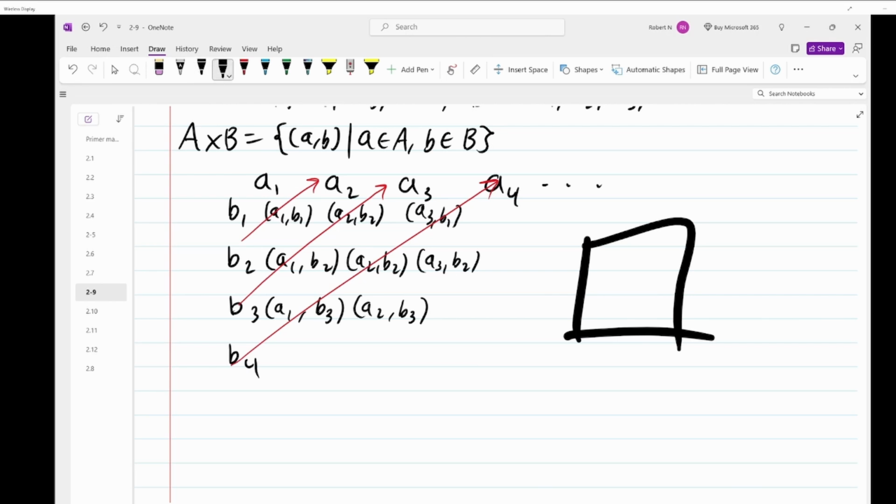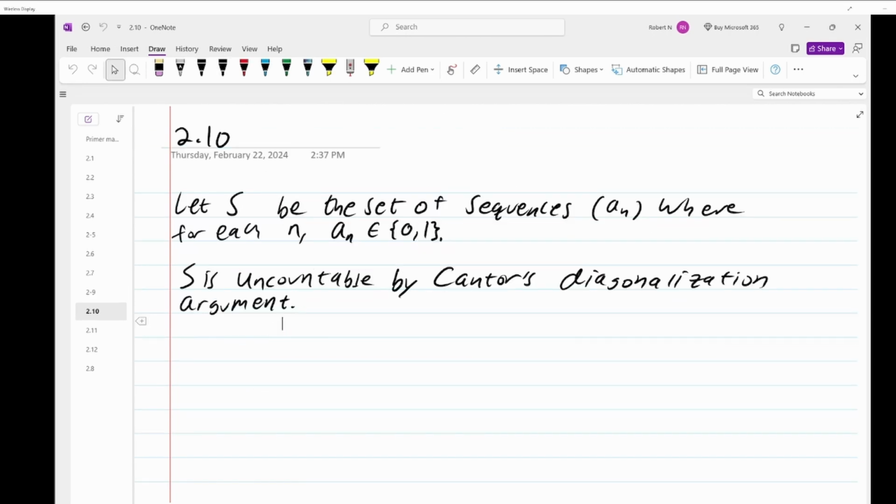Therefore, Z cross n is countable. Let S be the set of sequences a_n, where for each n, a_n is in {0, 1}. Is S countable or uncountable?